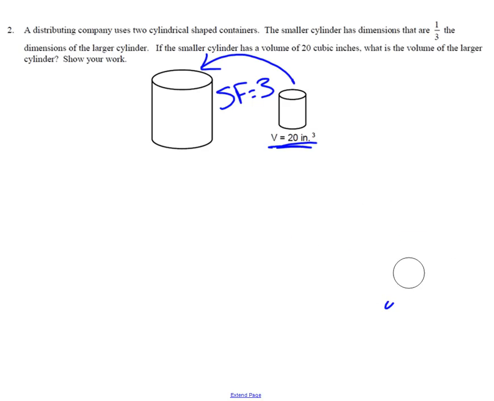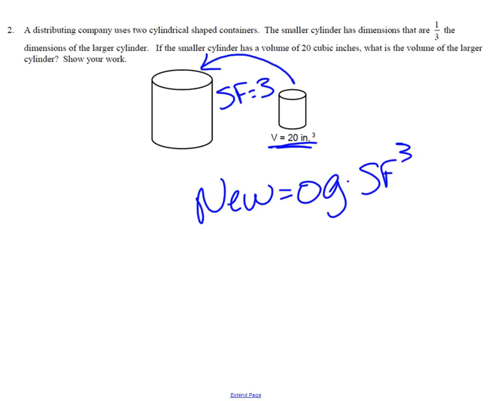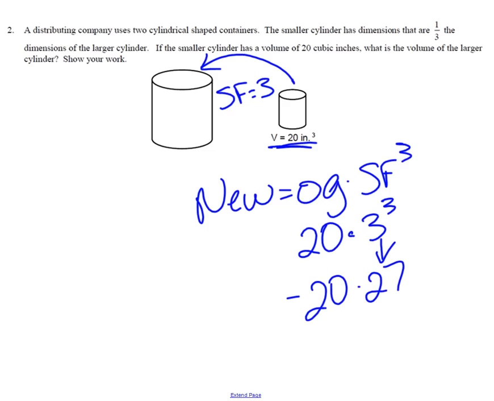So now it's just like the last one. We have new equals original times scale factor cubed. Our original amount is now 20 times 3 cubed. 3 cubed we keep saying is 27, so we have 27 times 20, which is 540. And that'd be inches cubed.